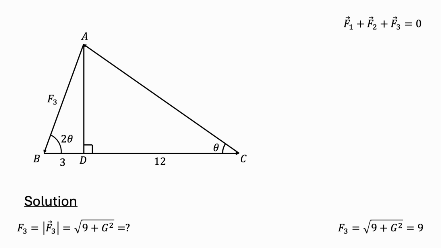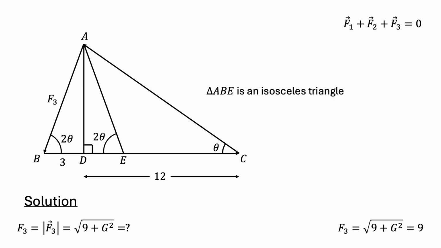To solve for F3, from A, draw a line intersecting CD at E and such that angle BEA equals 2 theta. Therefore, triangle ABE is an isosceles triangle. The length of AE thus equals F3. AD, which is the height of the triangle, thus bisects BE. The length of DE therefore equals 3 units, while the length of CE equals 12 minus 3, or 9 units.